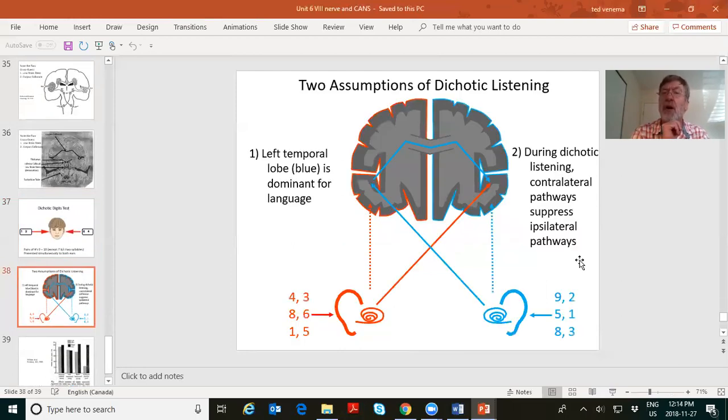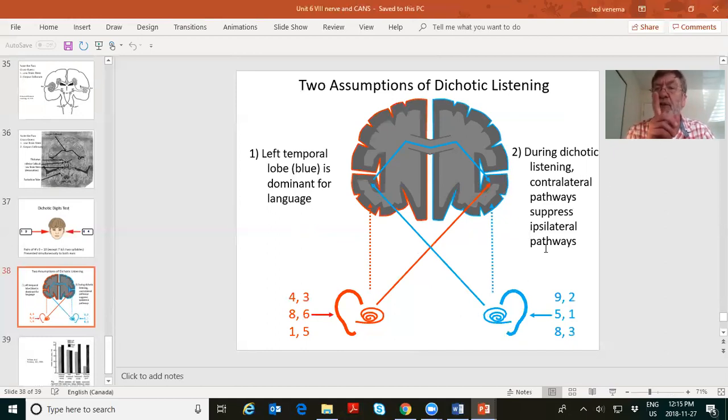Two assumptions on the left. Left temporal lobe is dominant for speech and language. So I drew the left in blue. And notice I made this gray area here bigger than this gray area. Heschl's gyrus is bigger here than it is here. Okay, so left ear, right ear. Now the second, so the first assumption is left temporal lobe is dominant for speech and language. And the second assumption is number two.